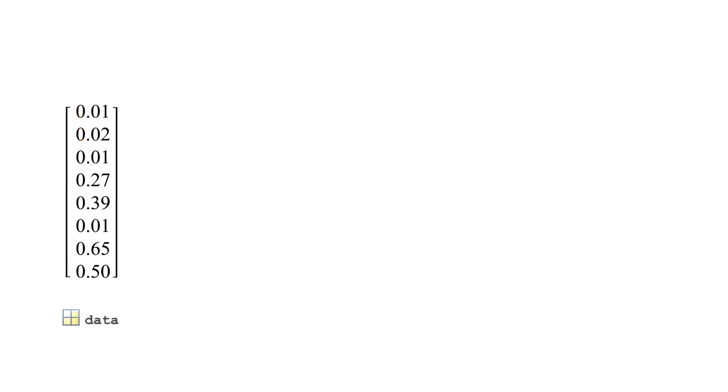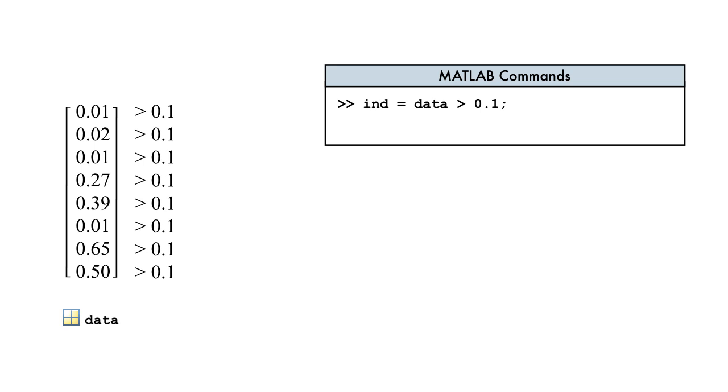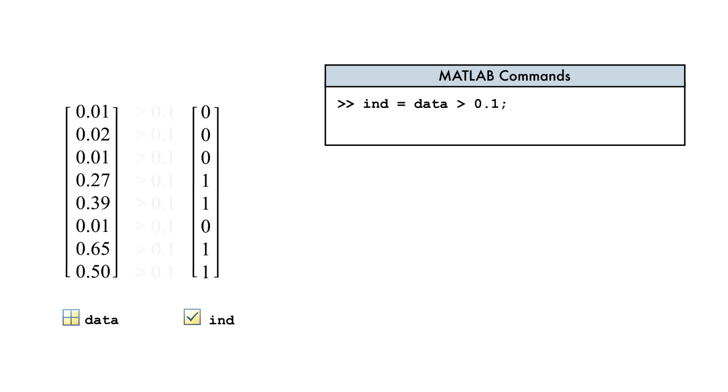Let's assume readings above 0.1 indicate activity, so we'll start by extracting these elements. We first need to identify which elements satisfy this condition. With this command, each element of the vector data is compared with the value 0.1. The result is a logical vector that's the same size as our original vector. Whether each element satisfies our condition is indicated with a 1 or a 0.